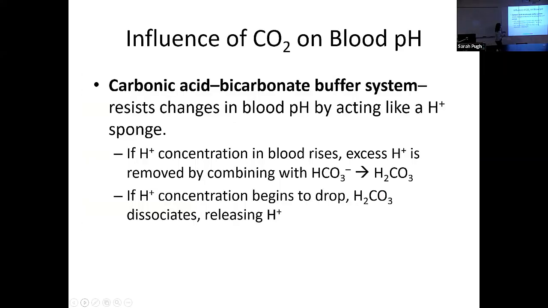So I've already mentioned this buffer system a little bit. I want to talk to you a little bit about how buffers work. How many of you have had chemistry? Anybody in here taking a chemistry class? You probably know how buffers work. Let me pull up a whiteboard. The way I think of a blood buffer is like a hydrogen ion sponge.